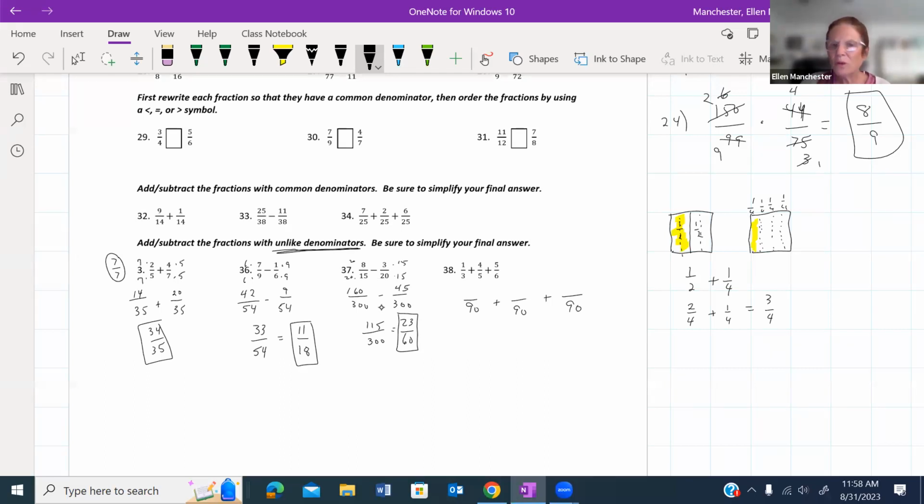Okay. Now, this is where multiplying the denominators comes into really good play. 3 goes into 90 30 times. Well, look, 5 times 6 is 30. So I'm going to multiply the top by 30 on this one. 5 goes into 90 18 times because 3 times 6 is 18. So 18 times 4 is 72. And then 6 goes into 90 15 times because 3 times 5 is 15. So 15 times 5 is 75. And then I'm just going to add the top.